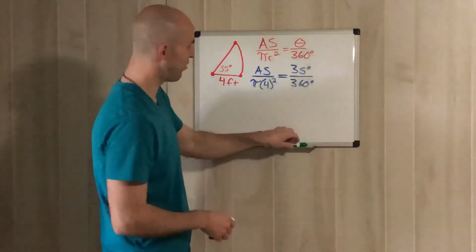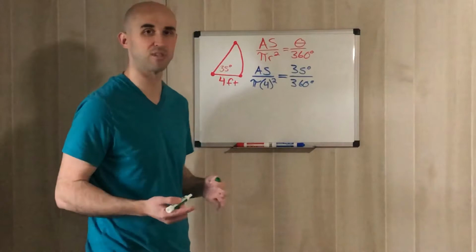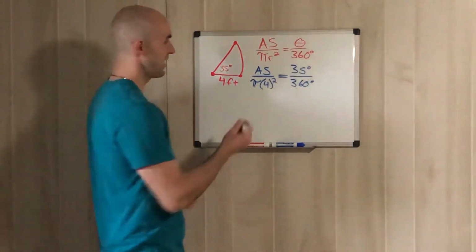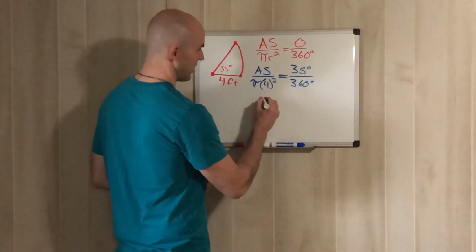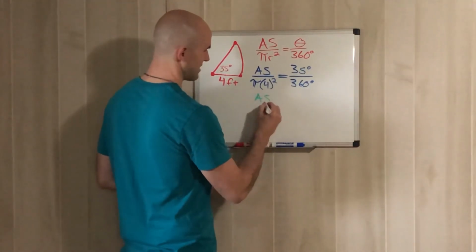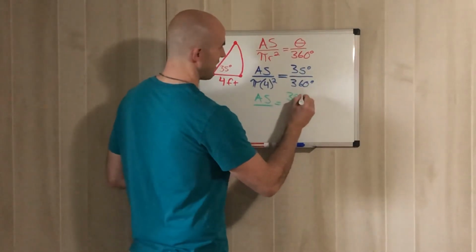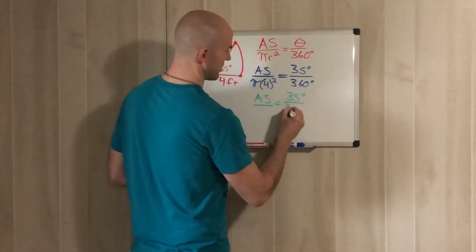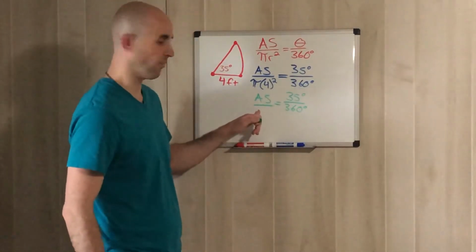Once we get to this point, now it's just cross multiplying. But before we cross multiply, it's good to simplify. And what we're going to try to simplify is this again. So nothing else changes. We have that AS is still there. We know that 35 degrees is still there. We know that 360 degrees is still there. And now what we want to do is multiply this out.